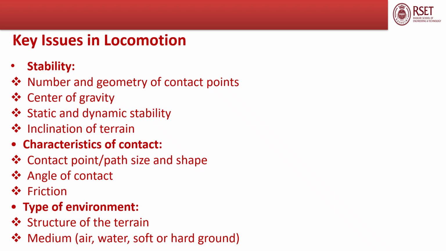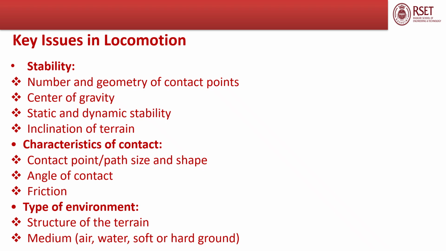Now we'll see the key issues in locomotion. First, we'll consider the case of stability. There are several key issues that must be considered while designing a locomotion system. The first major issue is stability. Stability depends on the number and geometry of contact points, the position of the center of gravity, whether the robot is statically or dynamically stable, and the inclination of the terrain.